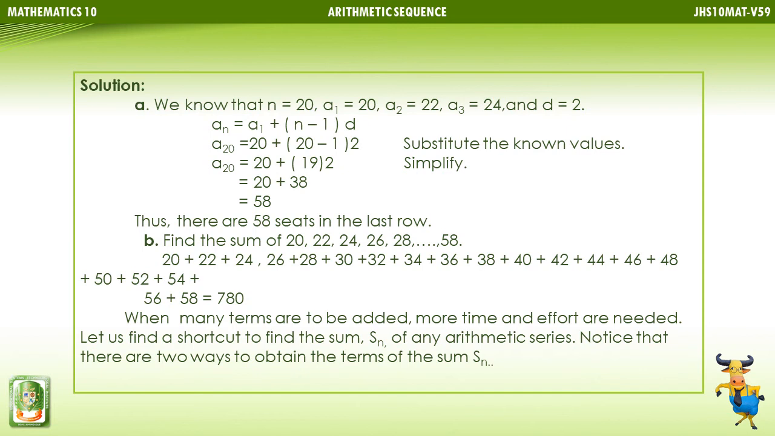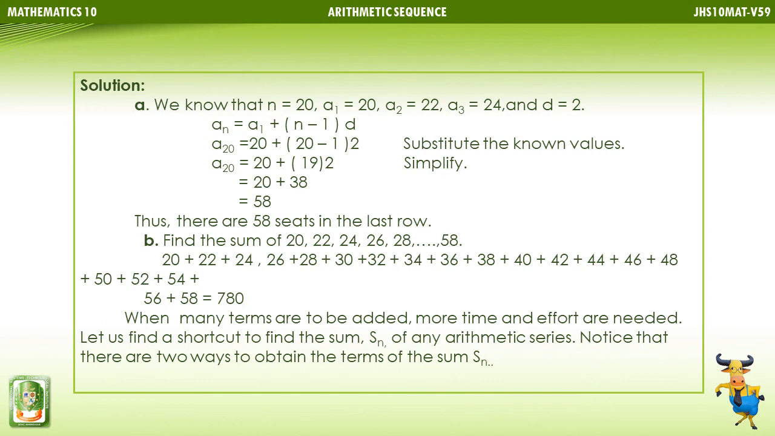B. Find the sum of 20, 22, 24, 26, 28, up to 58. 20 plus 22 plus 24 plus 26 plus 28 plus 30 plus 32 plus 34 plus 36 plus 38 plus 40 plus 42 plus 44 plus 46 plus 48 plus 50 plus 52 plus 54 plus 56 plus 58 equals 780. When many terms are to be added, more time and effort are needed.